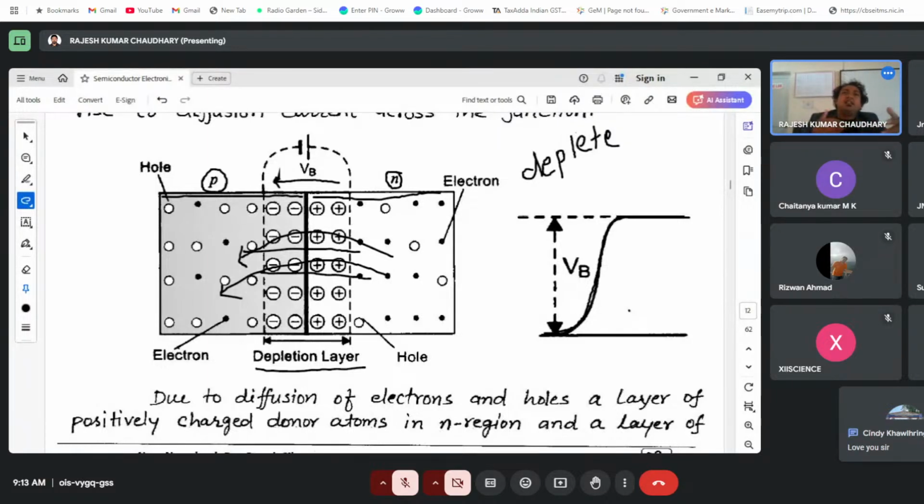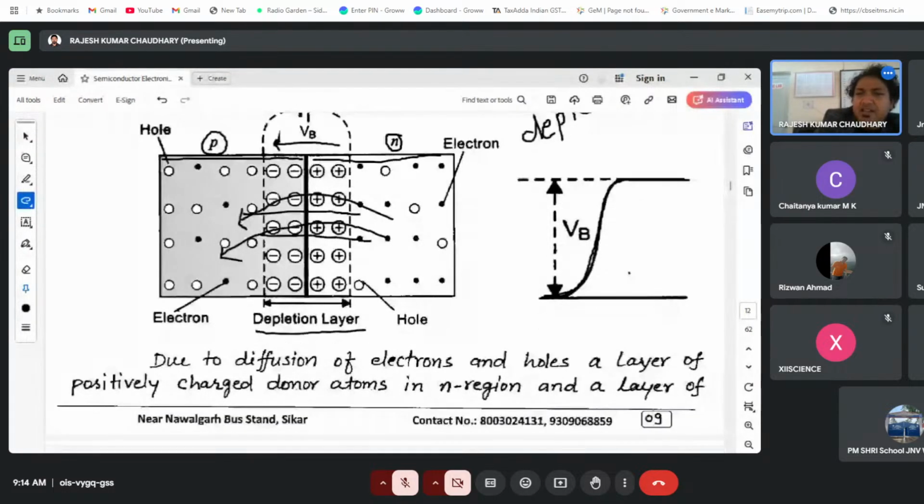Understood? Like you are running and suddenly there comes a wall in front of you. So you have to put high energy, extra energy, to jump that wall. So this potential barrier is just like that wall for whom? For electrons. Got it? That's why this barrier is called potential barrier.